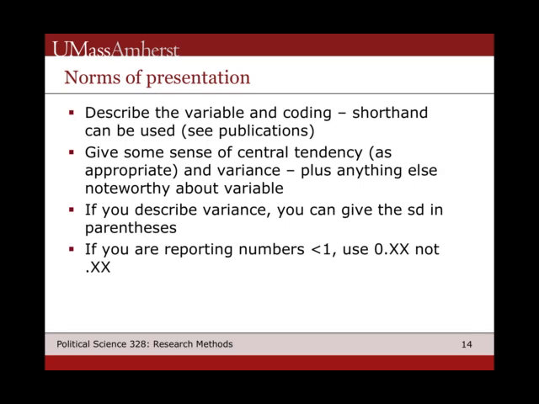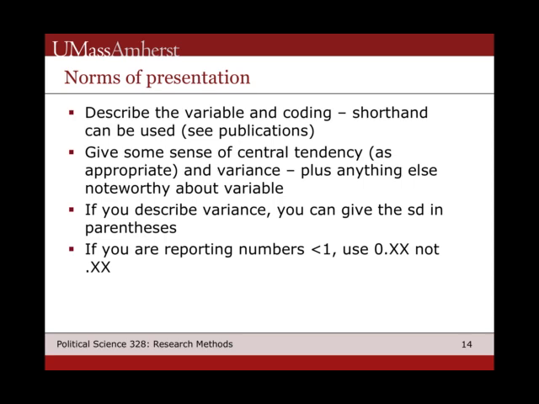talk about how you developed that coding scheme, very similar to what we might be thinking in a measurement type context. When you are discussing the variable, even if you've got graphs, etc., still in words you're going to need to give some sense of central tendency. Again, this might vary depending on the underlying level of measurement of your variables, and variance. So again, you could use mean, median, mode. You could talk about interquartile range. You could talk about standard deviation. And if you see anything else that's noteworthy about the variable.